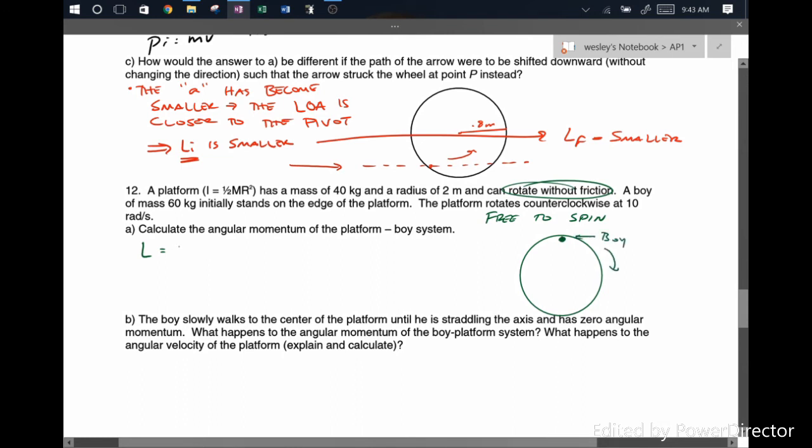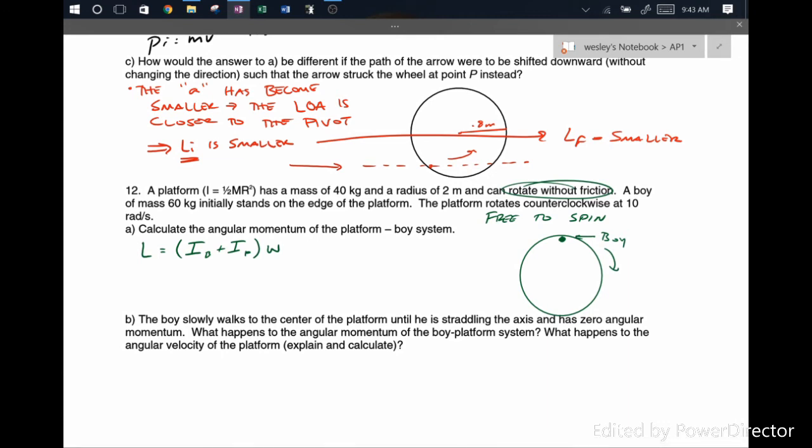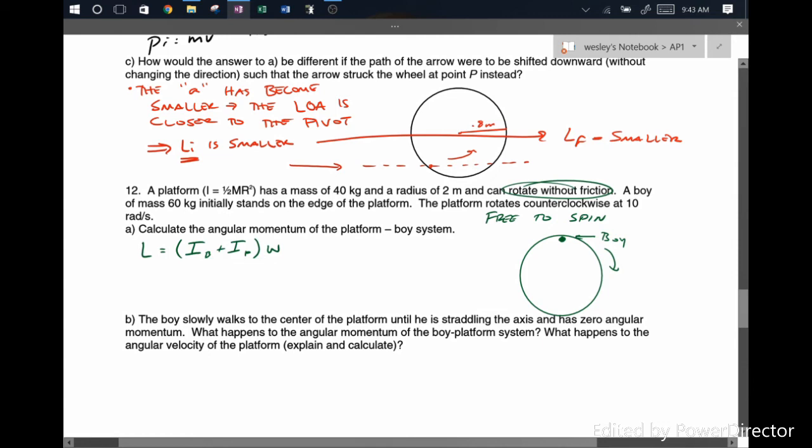It's going to be the rotational inertia of the buoy plus the rotational inertia of the platform times the angular speed of the platform. Those two things are moving together, so their momentums go together. So L is equal to the buoy, that's a point mass, so it's mass of the buoy times the radius squared, plus the rotational inertia of the platform, 1/2 mass of the platform times the radius squared times the speed.